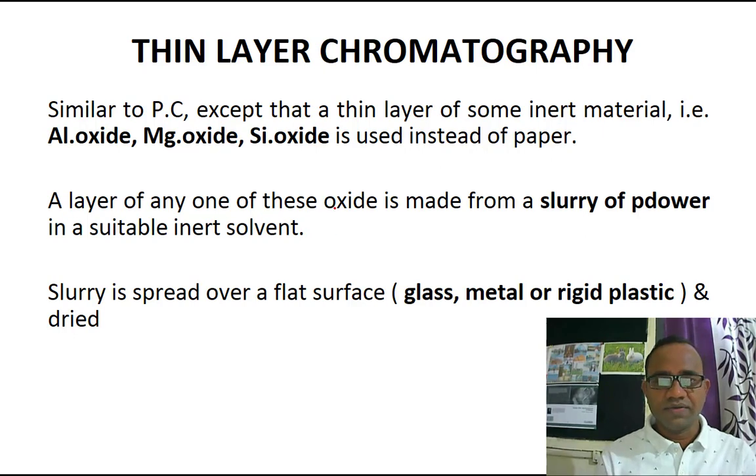Thin layer chromatography is very similar to paper chromatography, except that we prepare a thin layer of inert material, that is mostly the oxides of aluminium, magnesium, or silicon, instead of the paper. Right? A layer of these particular silica oxides is made into the form of a slurry, which is coated onto a particular flat surface, right? Particularly made up of glass or metals.